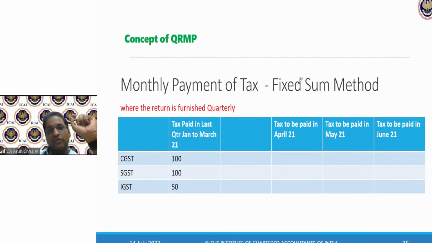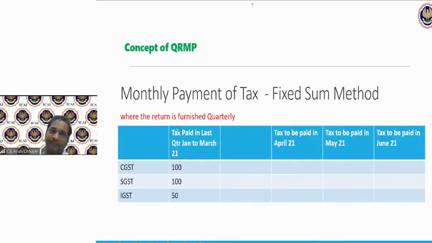My next question is, how much amount you will deposit for the month of May, which you will deposit on 25th June? The answer is same. Sir, under the fixed sum method, it is the beauty that for M1 and M2, it would remain same.